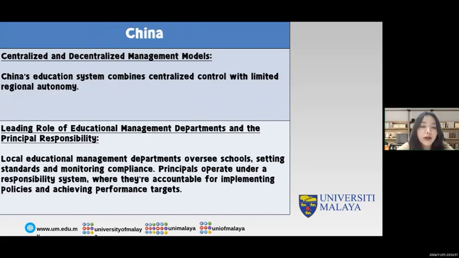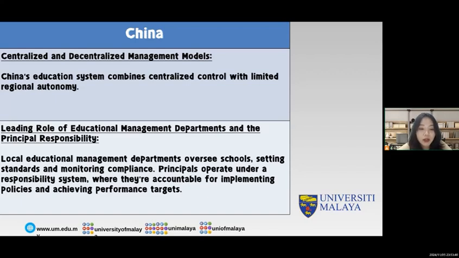Well, in China, they have centralized and decentralized management models. China's education system combines centralized control with limited regional autonomy. The Ministry of Education sets the main policies, but local education bureaus implement them, adapting guidelines to fit regional contexts. This approach ensures alignment with national goals while allowing schools to address unique local needs.